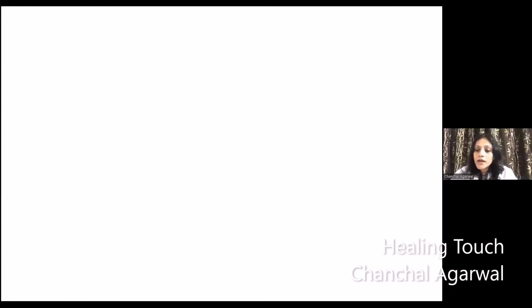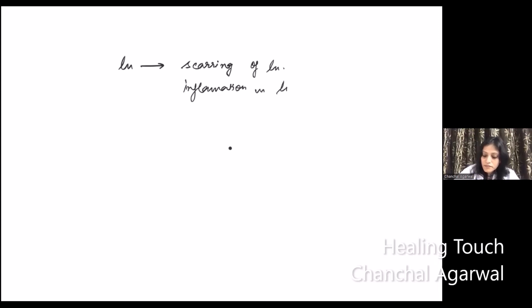So we were talking about the organs getting affected because of rheumatoid arthritis. Hardening of arteries is seen in the case of the heart. Also, it may affect the lungs. At times, you will see scarring of the lung. There is inflammation in the lung. The patient complains of shortness of breath.